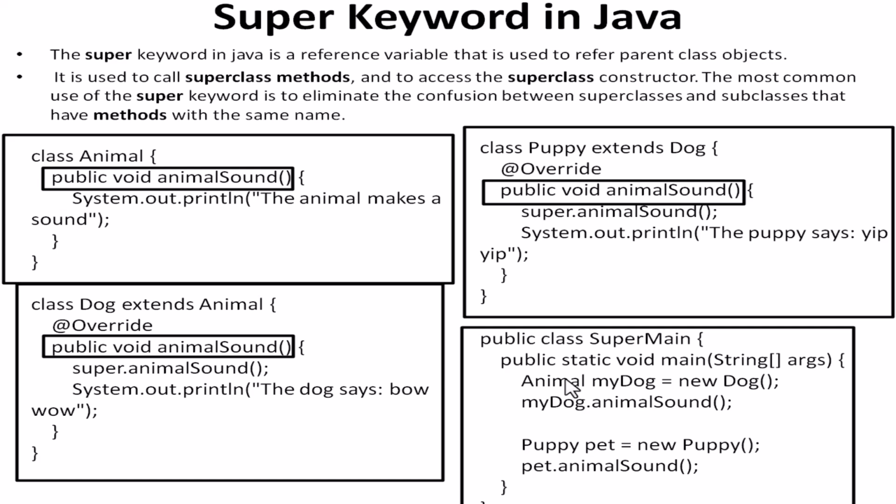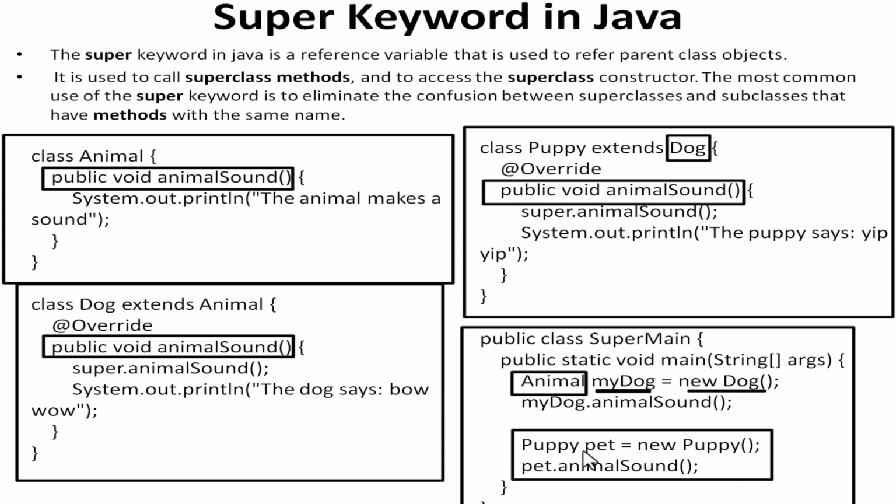Whenever you create an object for Animal, it is going to call the Animal method only. Now you are going to create an object myDog, and here you have assigned an instance of Dog. It means creating one object and assigning it to an instance of another class, Puppy. The object name is pet. So you have created a new Puppy, and whatever pet.animalSound gets, it is going to get the animal sound only.